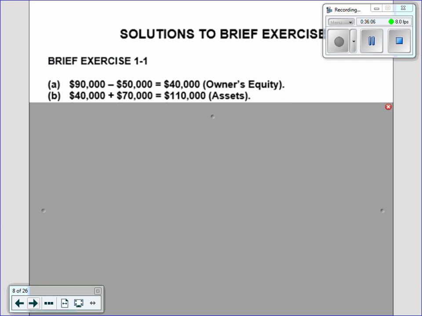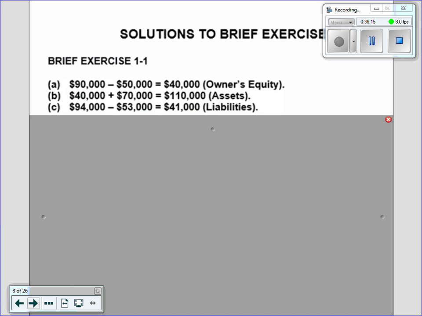Part C, $94,000 worth of assets. What do you owe on them if you're worth 53? The difference, 41,000. So those should feel kind of easy. It's just simple math.